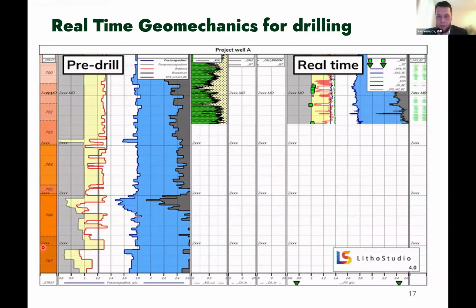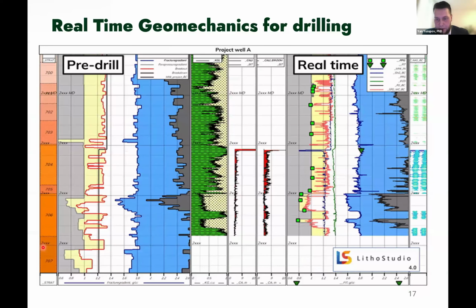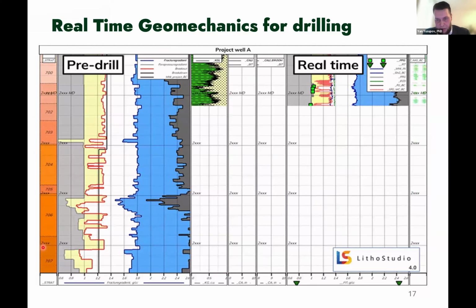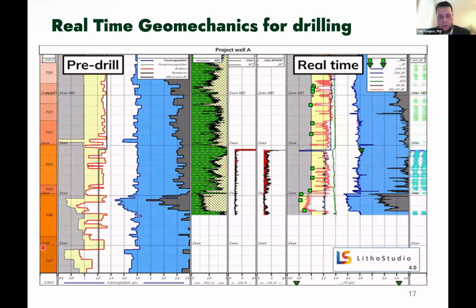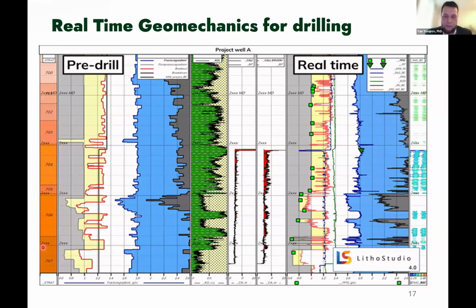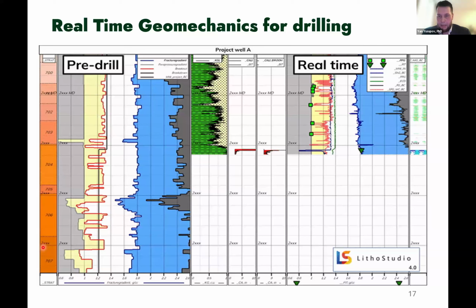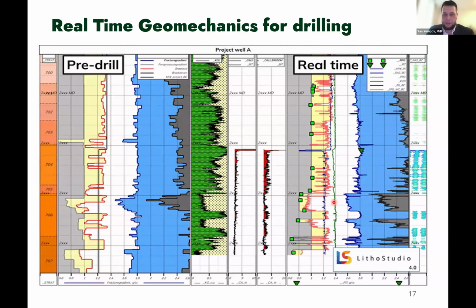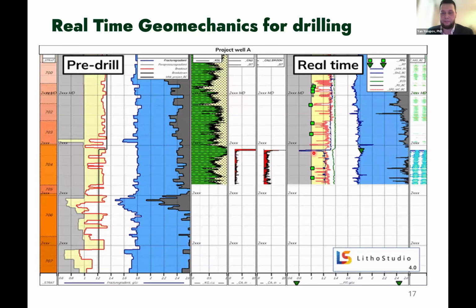Also, real-time geomechanics for drilling can help us to predict the intervals of depleted pore pressure or abnormal high pore pressure, and make a decision on casing, for example, or a decision to increase or decrease mud weight to avoid stickings, to avoid losses, and make rate of penetration faster.